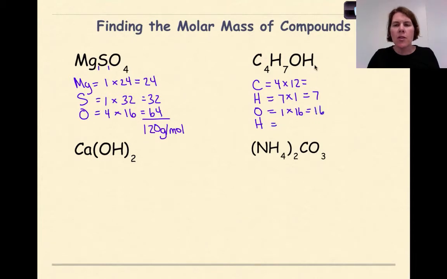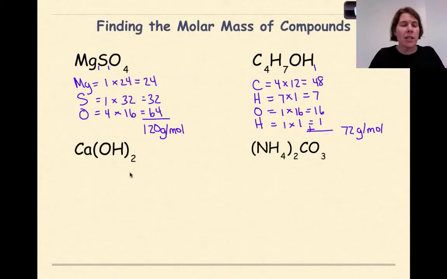1 times 16 is 16. And finally, there's an assumed subscript of 1 right there, so 1 times 1 is equal to 1, and 4 times 12 is 48. So again, I'm going to add these up, and my mass for this one will be 72 grams per mole. All right, let's look at the next one, calcium hydroxide.